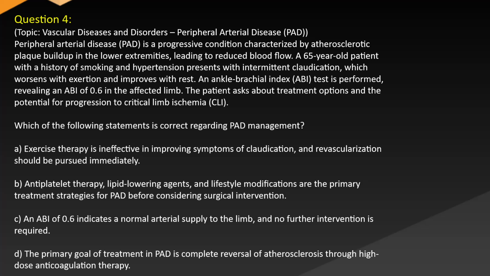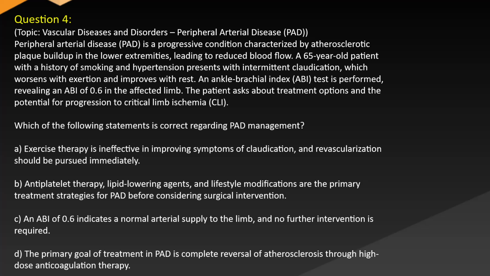An ankle-brachial index (ABI) test is performed, revealing an ABI of 0.6 in the affected limb. The patient asks about treatment options and the potential for progression to critical limb ischemia (CLI). Which of the following statements is correct regarding PAD management?